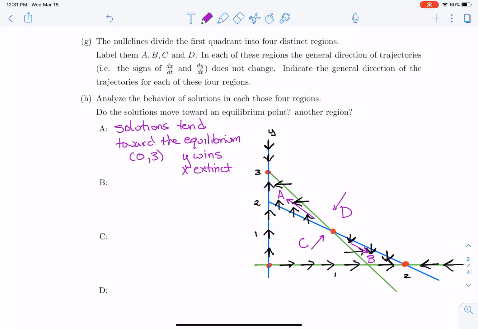Looking at region B, we get something similar in that solutions again tend toward an equilibrium. But the equilibrium that they tend toward in this case is the equilibrium (2, 0). In this case, x is 2 and y is going to 0, so x wins, which means that y has gone extinct.